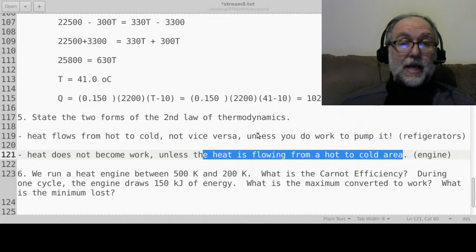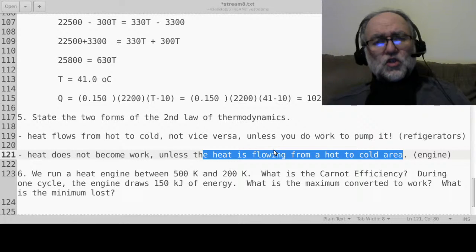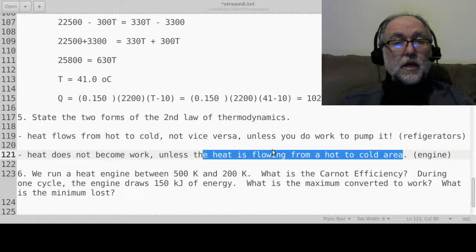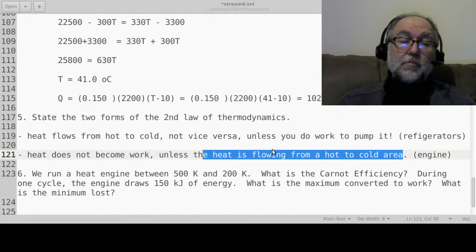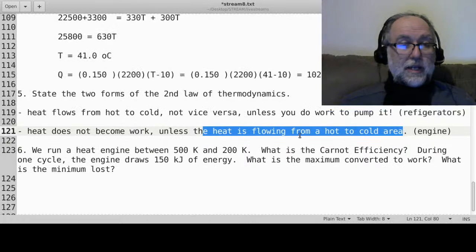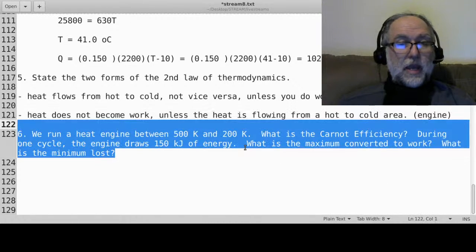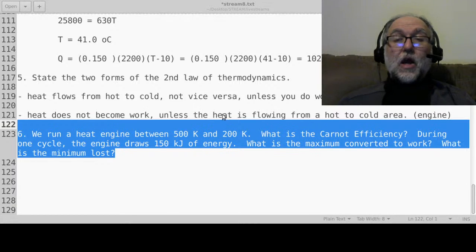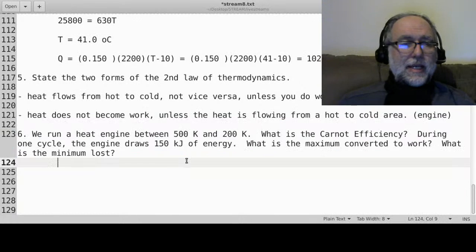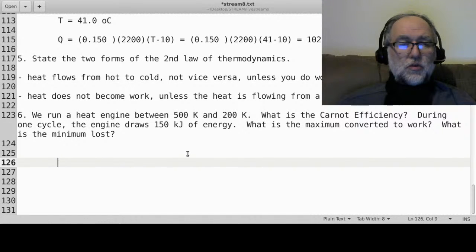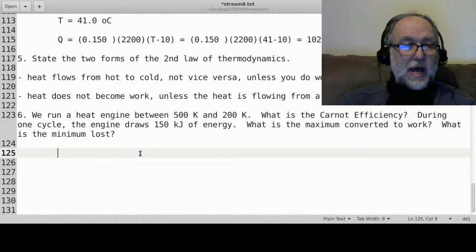Those are the two ways of stating the second law of thermodynamics. Stated this way, they're imprecise. They're just qualitative, which is still good because they're a little hard to get your head around. But the next question, and last question we're going to do tonight, actually makes them precise. There's the idea of the Carnot efficiency. So if you have a heat engine running between two temperatures, one temperature is the hot temperature.